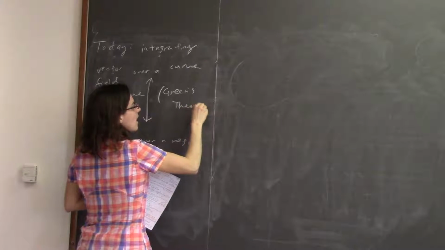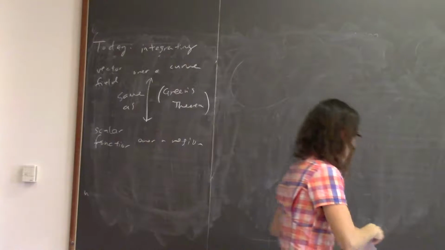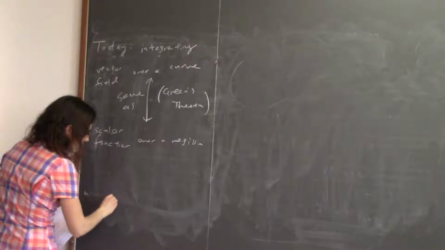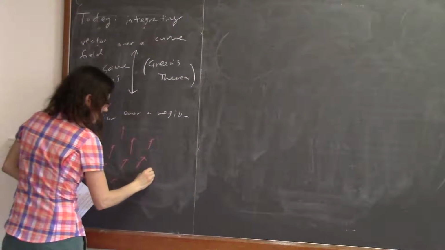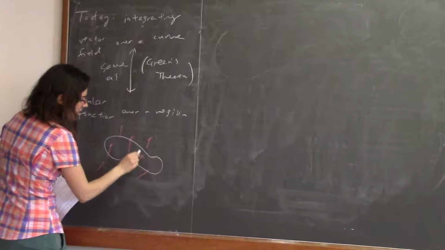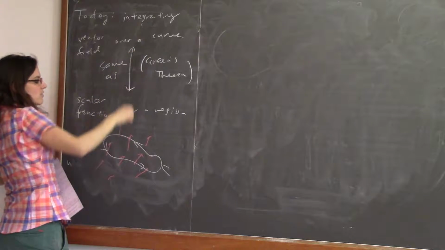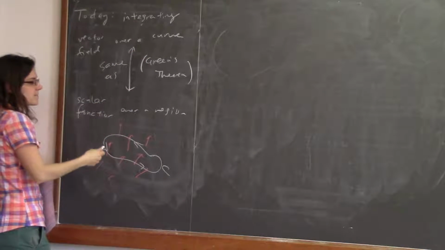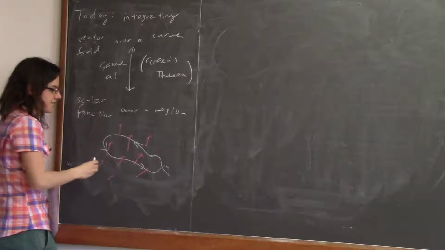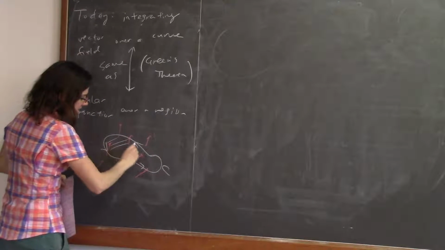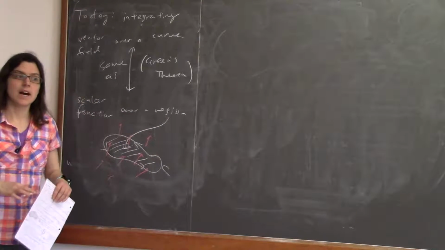So if you have some vector field that's doing something, who knows what it is, doing something like wind. And then you have some curve oriented in some way, and you want to integrate the vector field over the curve. Green's theorem says it's the same as integrating a related scalar function, that we'll define, over the region inside that curve. So that's what it's going to say.